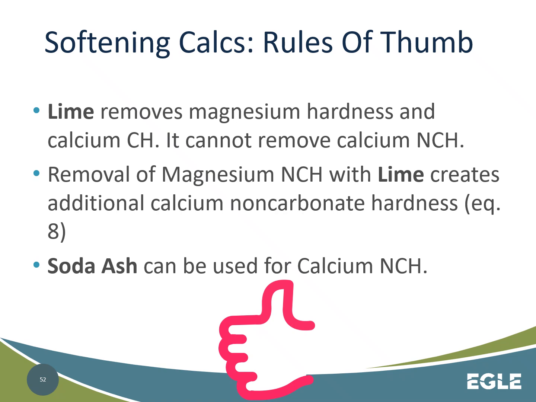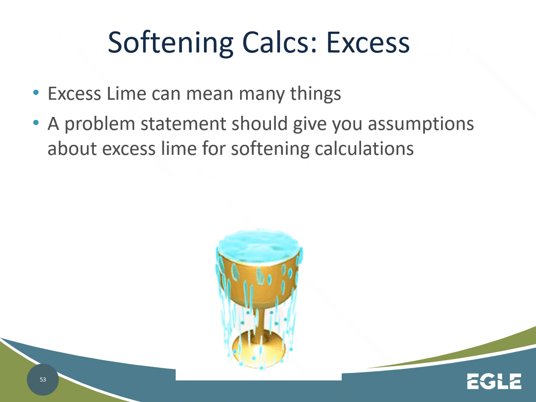First, lime removes magnesium hardness and calcium carbonate hardness. Lime cannot remove calcium non-carbonate hardness. Second, when you remove magnesium non-carbonate hardness with lime, you are actually creating calcium non-carbonate hardness that cannot be removed with lime. Third, soda ash is needed to remove calcium non-carbonate hardness. So in order to calculate the doses of lime and soda ash, we need to know what kinds of hardness we have.